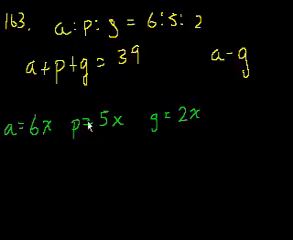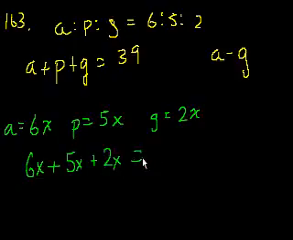So we could substitute all of these back into that equation, and you get 6x plus 5x plus 2x is equal to 39. 6 plus 5 is 11 plus 2.